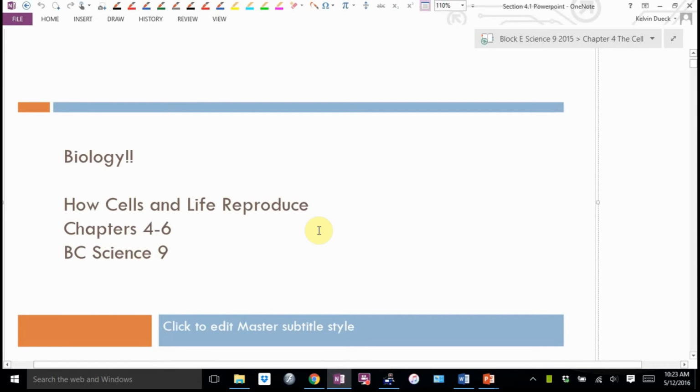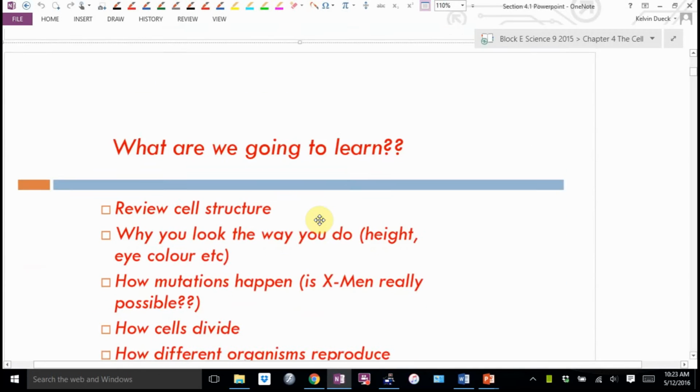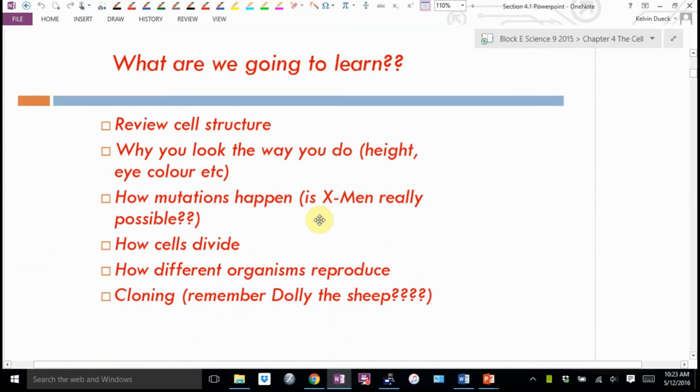Biology, chapters 4 to 6. I don't know if we're quite going to get all the way through chapter 6. We're a little pressed for time, but that's okay. We're going to be talking about how cells reproduce and then how life reproduces, if we get all that far. What are we going to learn in this unit in chapter 4?